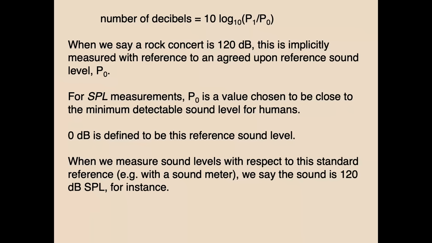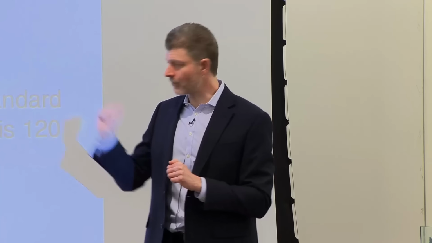Okay? So there is a Bureau of Standards that's responsible for all these kinds of references. Okay? And if you go to the Bureau of Standards and you look up this reference, you'll find there's this particular number that's been chosen as the reference level for what are called sound pressure level measurements. Okay? And that particular value, P0, is chosen to be close to the minimum detectable sound level for humans. Okay? So 0 dB is defined to be that reference sound level.